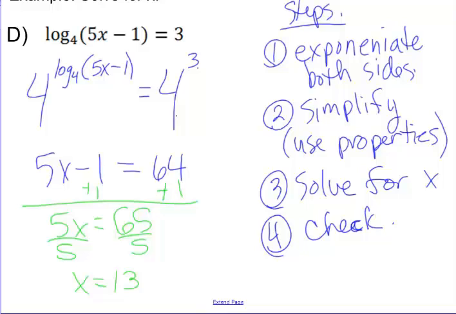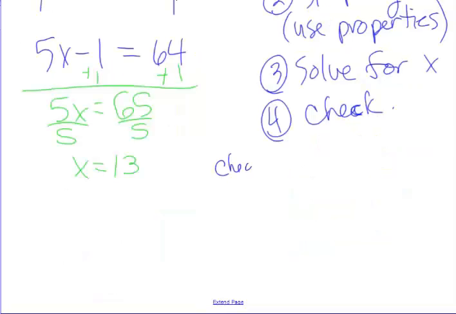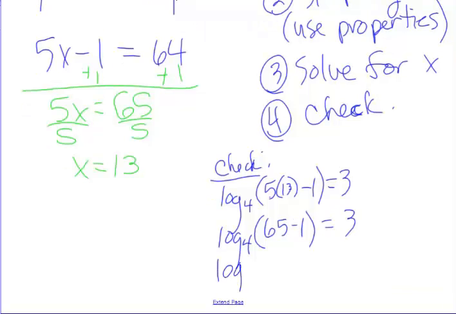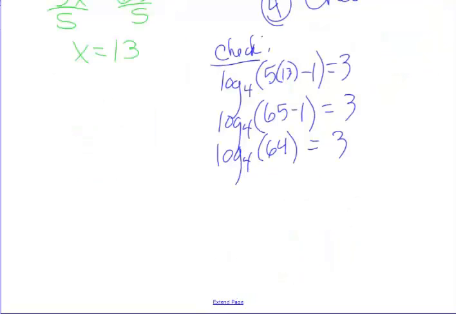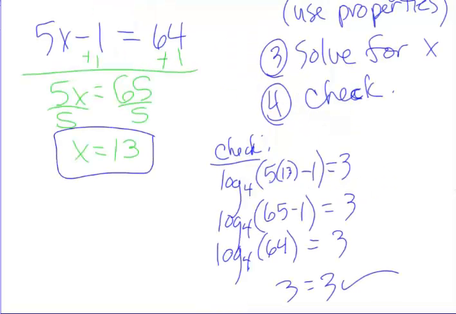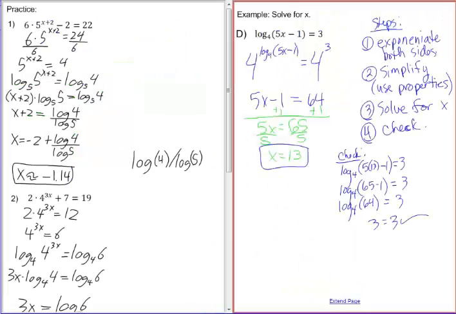So let's go back to log. So here's my check. So you plug the 13 into this expression. Log base 4 of 5 times 13 is 65, minus 1 equals 64. Log base 4 of 64 equals 3. And so then log base 4 of 64, 4 to what power equals 64? 3 equals 3, so it works. So this is our solution. Let's look at it bigger picture. There you go.